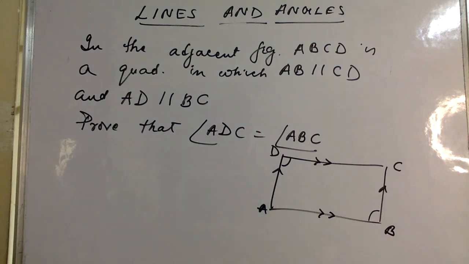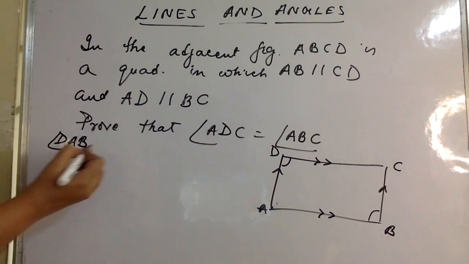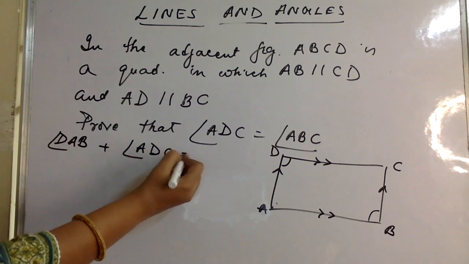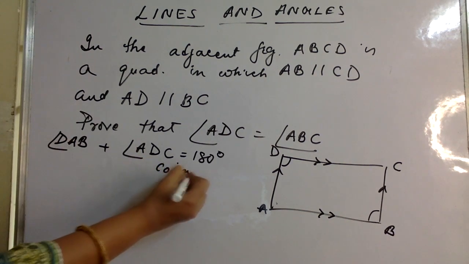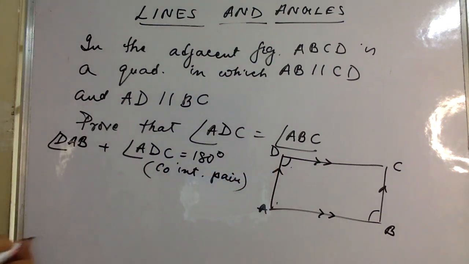Now let's take up angle DAB, that is this angle. Angle DAB plus angle ADC is equal to 180 degrees. That is a co-interior pair. Why do we say it is 180 degrees? Because it is a co-interior pair. Angle DAB plus angle ADC is equal to 180 degrees.